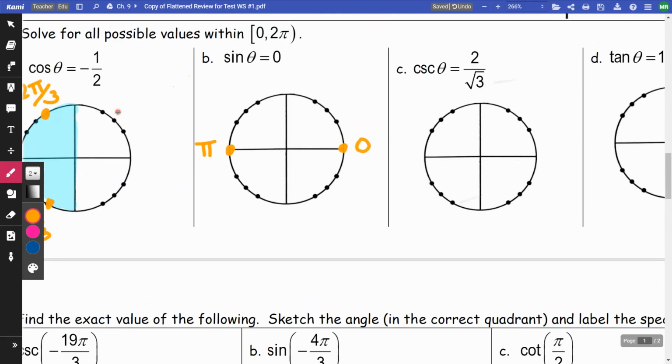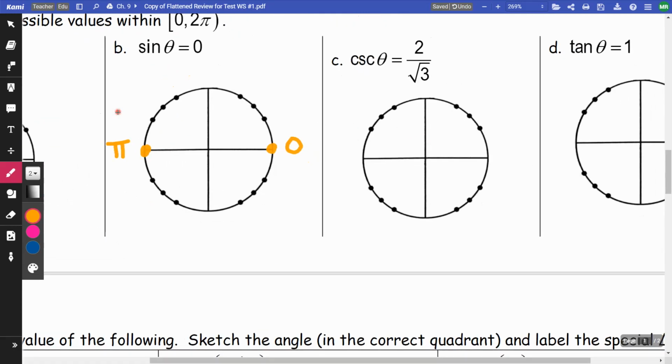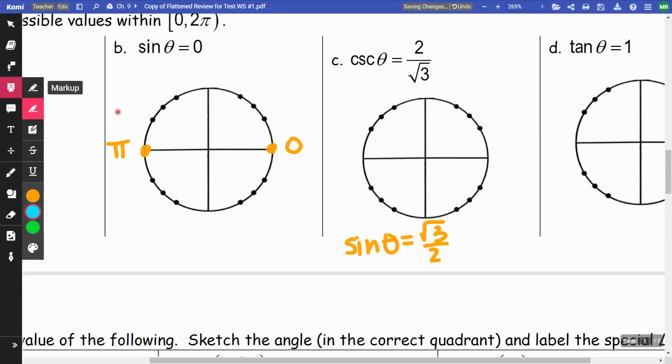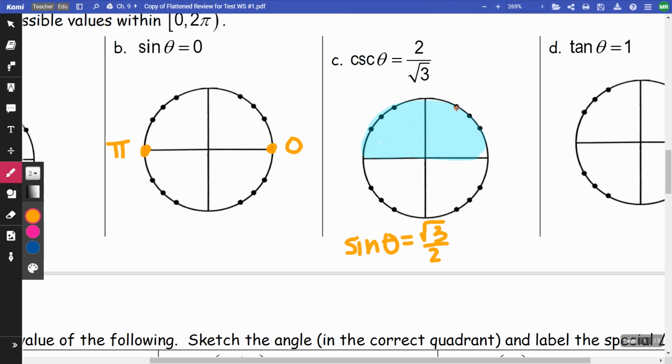For my cosecant, C doesn't go with C, S doesn't go with S. So this is going to be sine theta. I'm trying to find the sine theta of, do the reciprocal, root 3 over 2. So where's my sine positive? Since sine is y, it's going to be positive up here in quadrants 1 and 2. And so I want to think again, short, long, or long, short. I want my y to be long. So that means short, comma, long. So I'm going to be here.